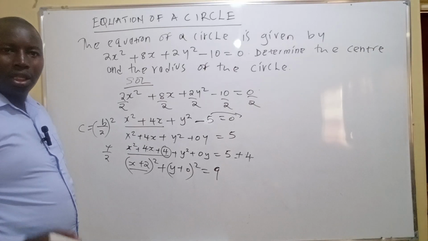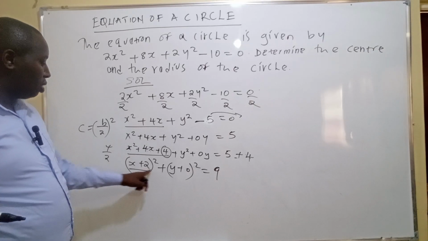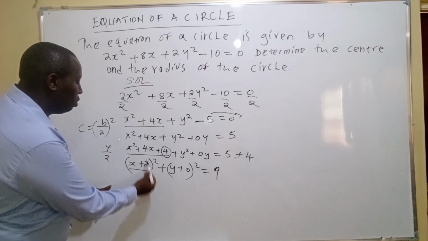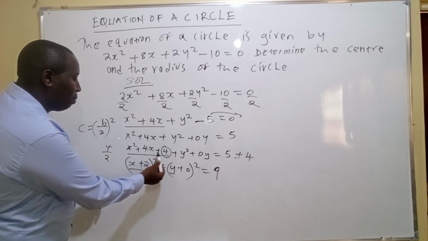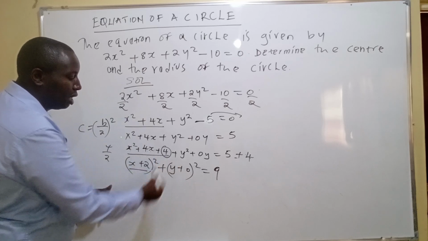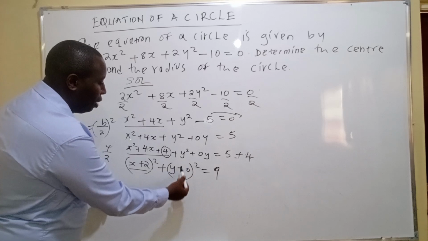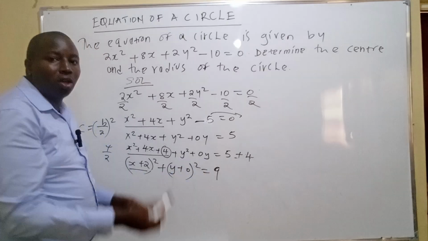You have already factorized this one. Now x plus 2 squared represents x squared plus 4x plus 4, and y plus 0 in brackets squared represents y squared plus 0y, or just y squared.